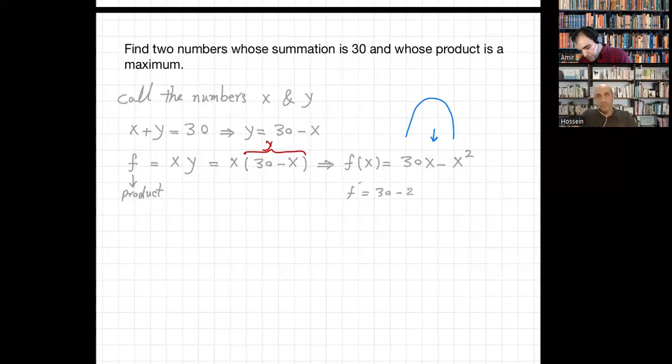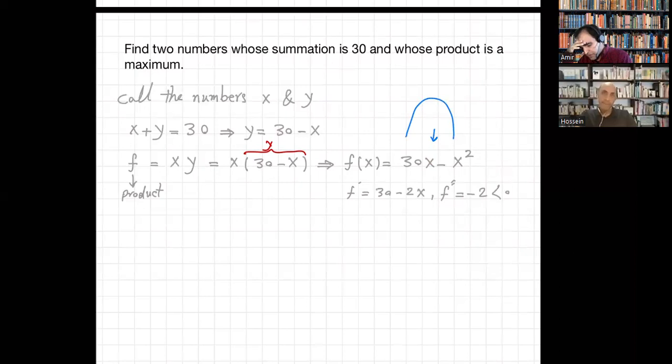Yes, exactly. And f prime is 30 minus 2x, and then f double prime is -2, which is negative, so it is downward, as I showed here. The sign of the second derivative shows if it's concave down or concave up. Correct. And then these derivatives that you wrote are with respect to the variable x, right?